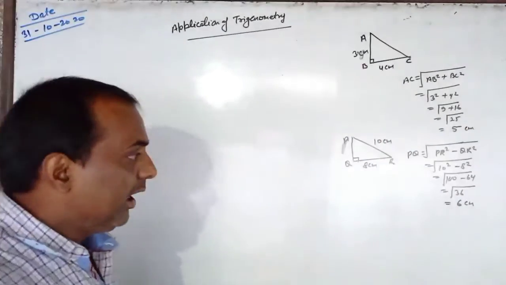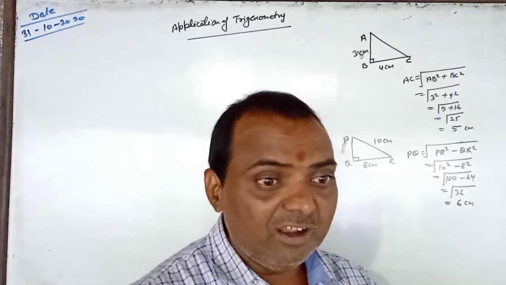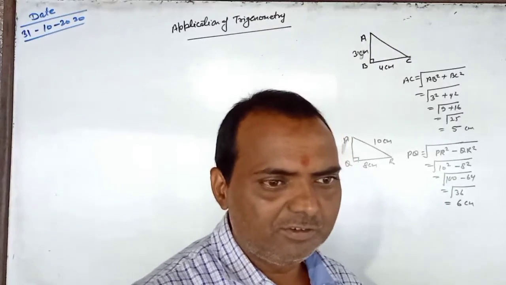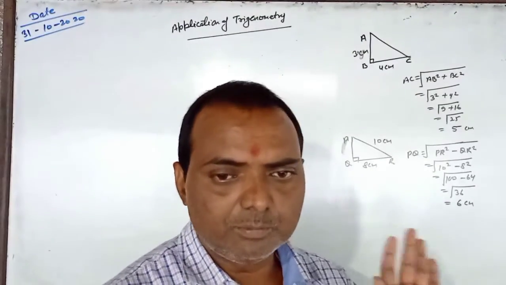But if only one side and one angle is given and we have to find the other sides, then we cannot use this Pythagoras theorem.